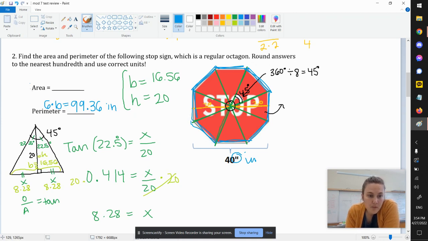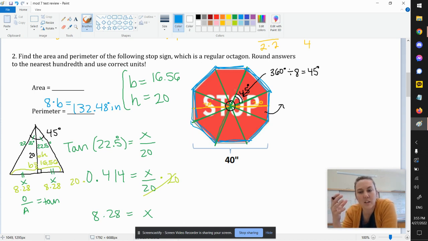The area is the area of this triangle. Oh, shoot. No, it's not times 6, y'all. It's times 8. What am I even saying? Perimeter is times 8 because there's 8 triangles. Get it together, Johnson. We'll do 8 times 16.56. That's the actual one. 132.48. Nice. Also inches. Here we want to multiply by how many triangles there are. And we cut this 8-sided shape into 8 triangles. So we're doing 8 times the base.